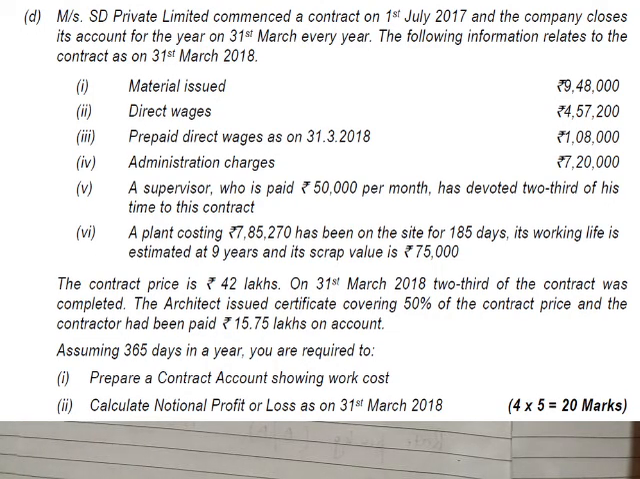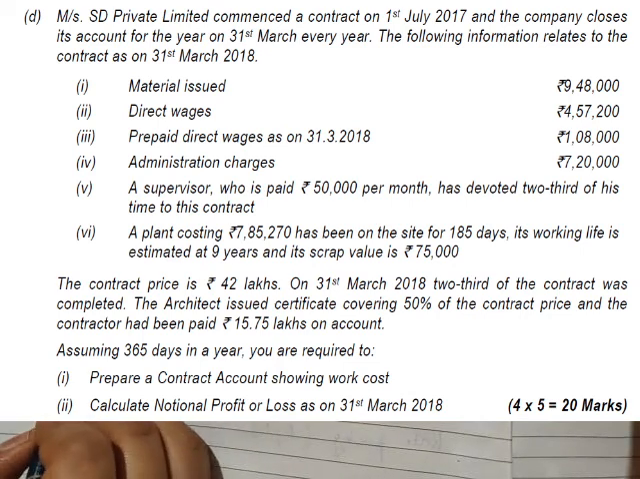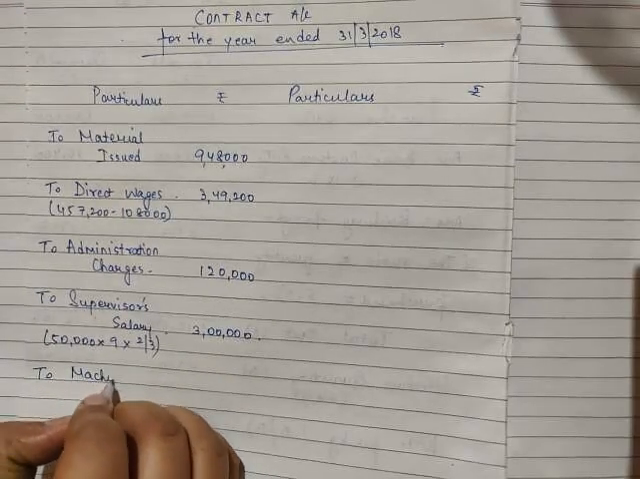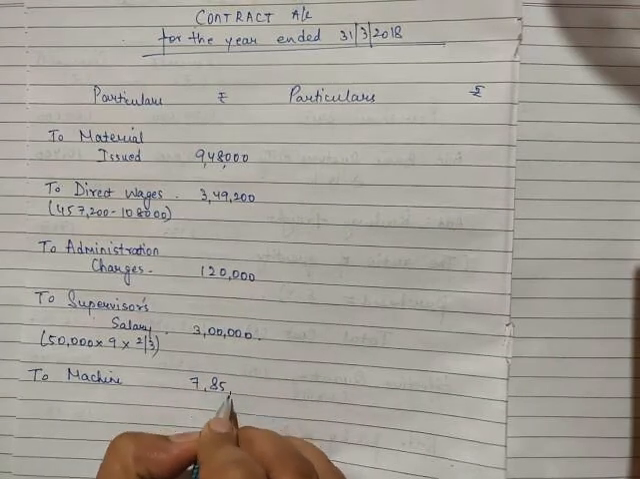Now, the next adjustment given in the question is a plant costing 7,85,270 that has been on site for 185 days. Its working life is 9 years and scrap value is 75,000. Now, this contract was commenced in the middle of the year, so a plant was brought to the site costing 7,85,270, just as we do with an inventory. That is, when we purchase a stock, we show it on the debit side of the P&L account. The same will be the treatment with this plant. So, to machine, 7,85,270.